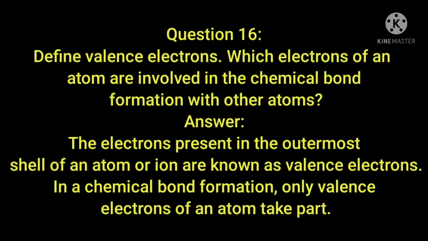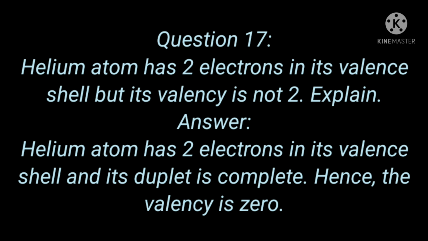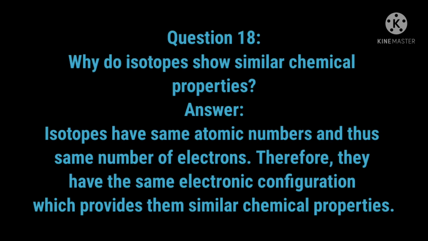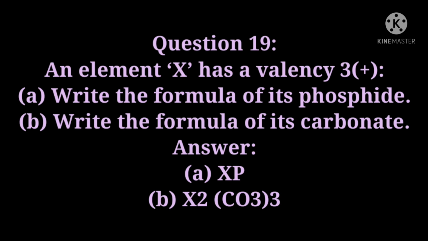Define valence electron. Which electrons of an atom are involved in chemical bond formation with other atoms? So the answer is given. Helium atom has 2 electrons in its valence shell, but its valency is not 2. Explain. The valency is not 2, because it has a complete duplet structure, and hence the valency is 0. Why do isotopes show similar chemical properties? So the answer is here: because of the same number of valence electrons.